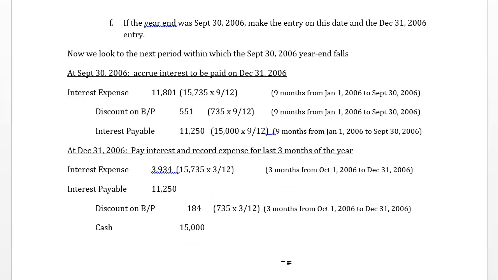So that concludes our review of bonds, as well as some of the intricacies involved when we have intervening year ends between interest payment dates and issue dates different than bond dates.